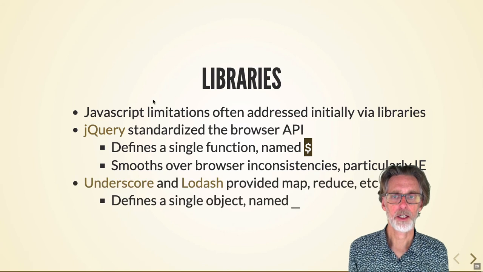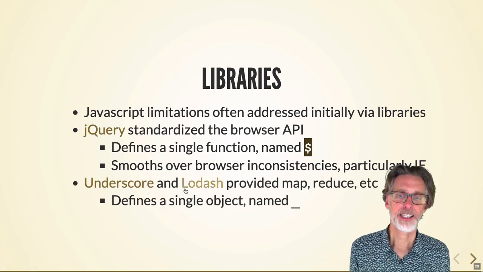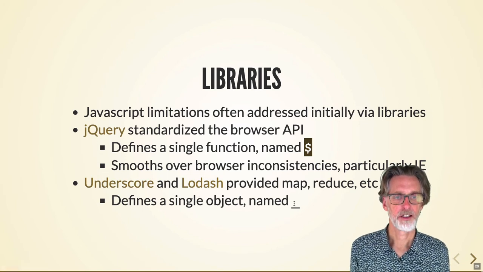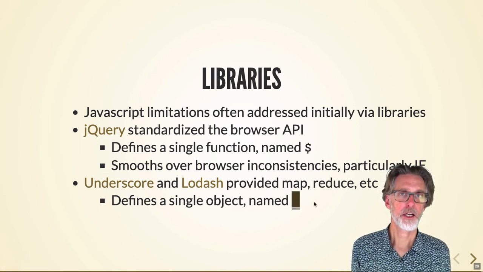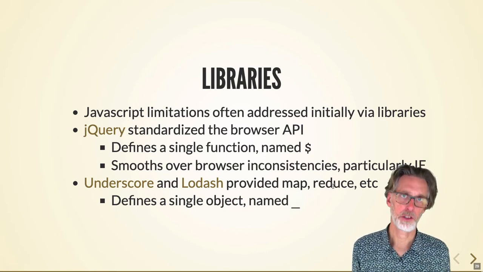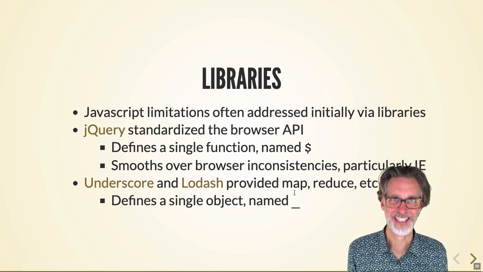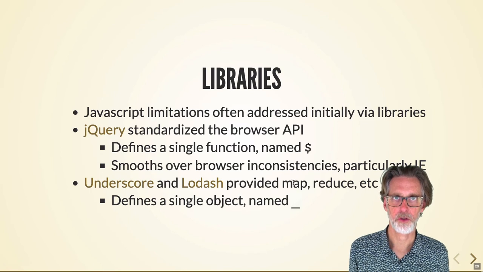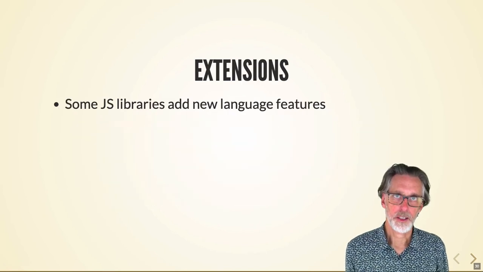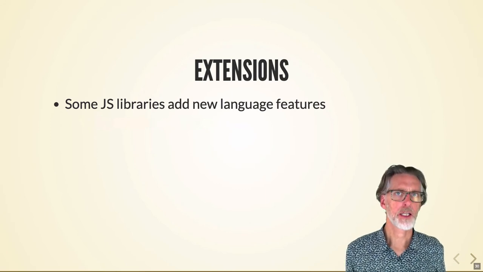Another early library is underscore. It has a companion called Lodash. These both define a single object named underscore, and this underscore has lots and lots of functions in it, such as map, reduce, etc. And these as well are less important now that these functions are built into modern versions of JavaScript. There are JavaScript libraries that are still important that add non-trivial features and extensions.